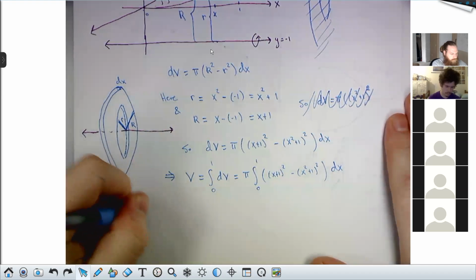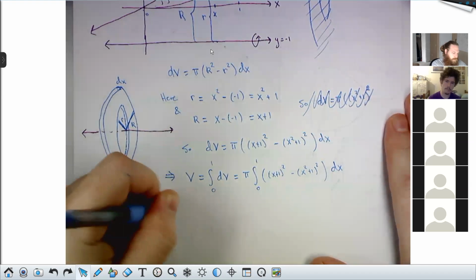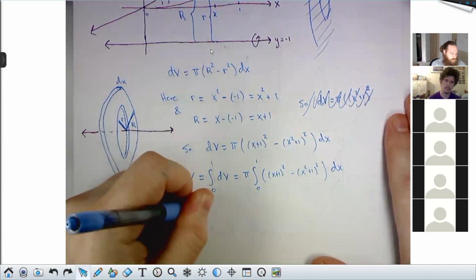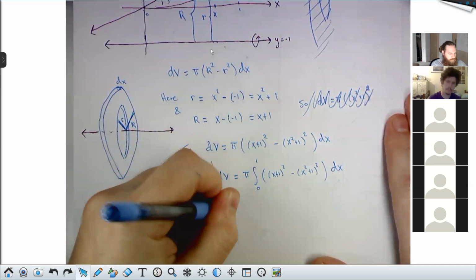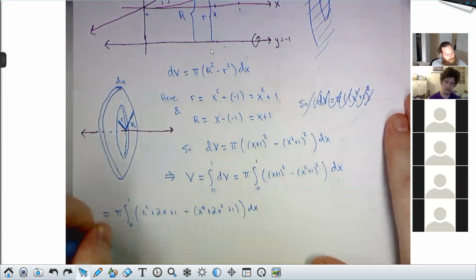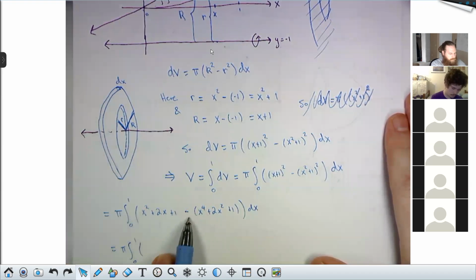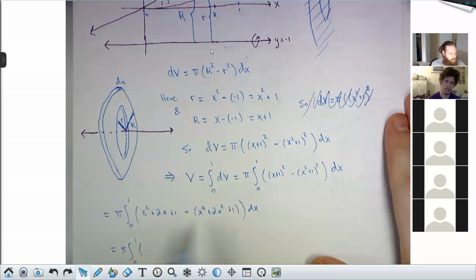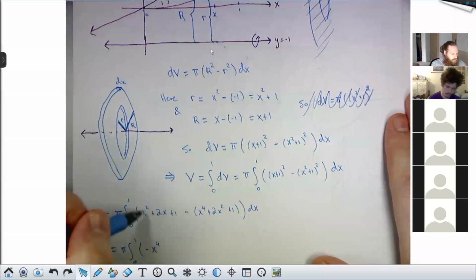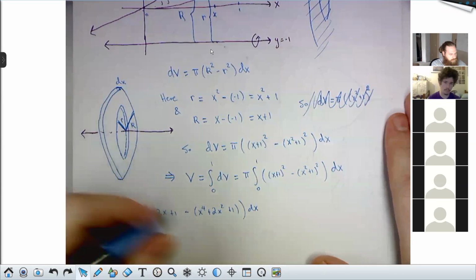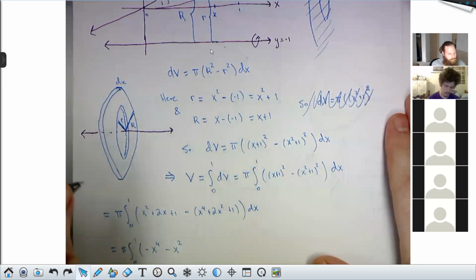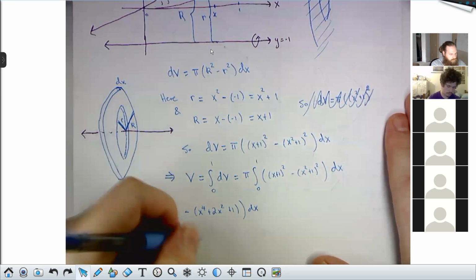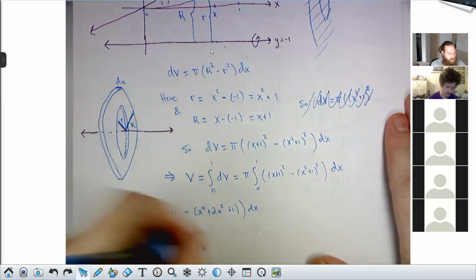When I FOIL this out, I'll have x squared plus 2x plus 1 minus x to the 4 plus 2x squared plus 1, which is pi integral 0 to 1, x squared minus 2x squared. So I'll end up with a negative x squared. I'll write the highest order term first, though. The highest order term is negative x to the 4. There are no x cubes. I'll have an x squared minus 2x squared will give me a negative x squared. Then I have this plus 2x, he's going to hang out. And then the ones cancel.